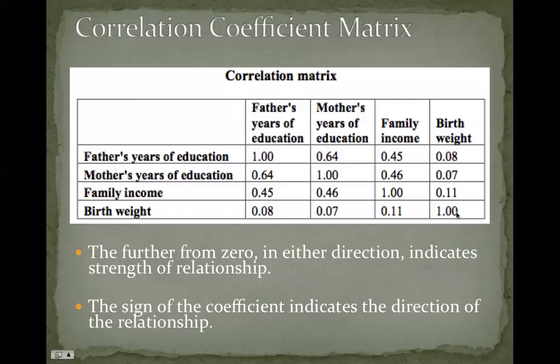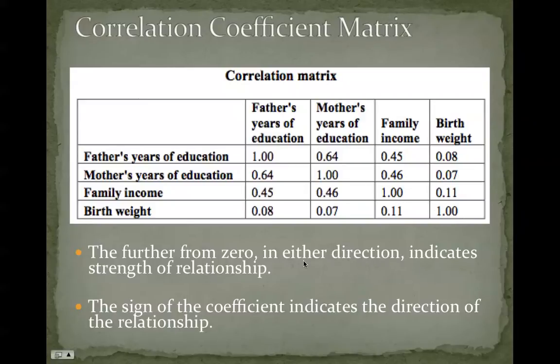A perfect relationship is described as one goes up, so does the other, in a perfect manner. So if one variable is related to itself, father's education is related to itself, obviously, then it's going to be a perfect 1.00. If you were to graph this out, it'd be a perfect line. And so would mother's education, family income, and birth weight.